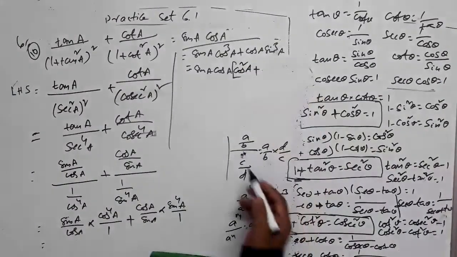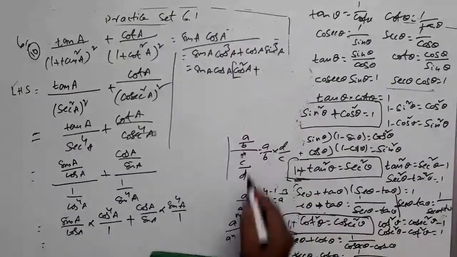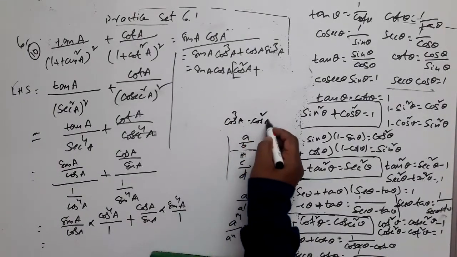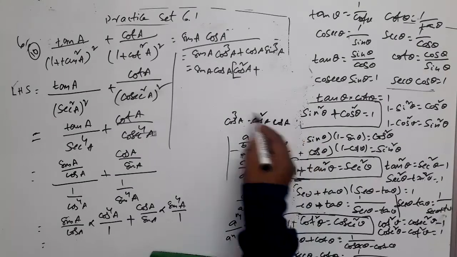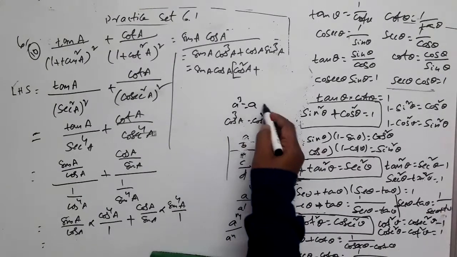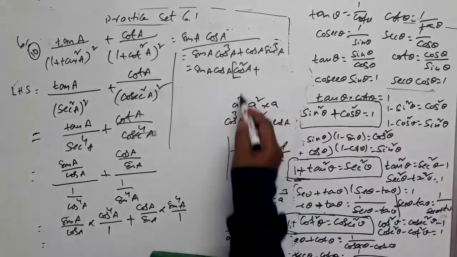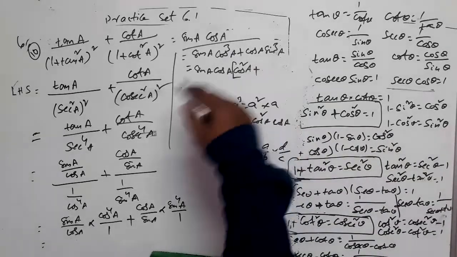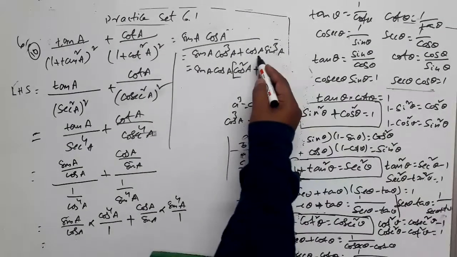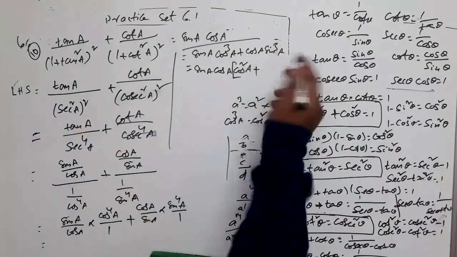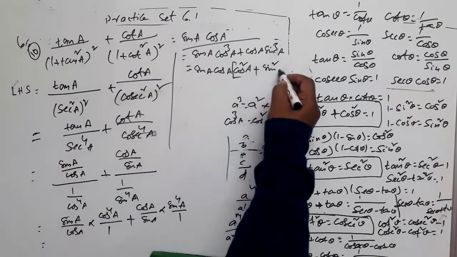Plus, cos cube A is nothing but, I can write it like this, right? A cube can be written as A square into A, right? 1 A I have written outside. I am writing A square in the bracket, right? That's all. In the same way, cos A is written here. 1 sin A is written here. So how many sin A's will be remaining? 2 sin A's. So this is sin square A.